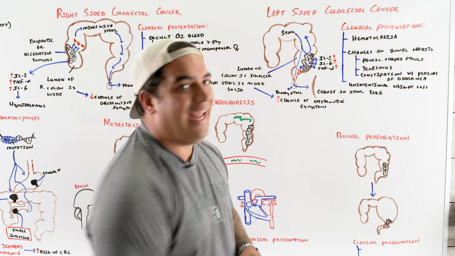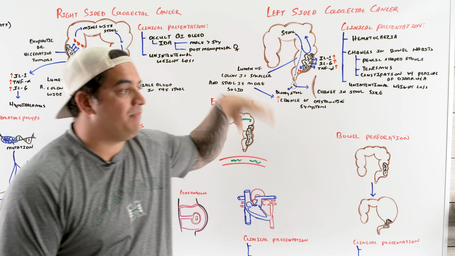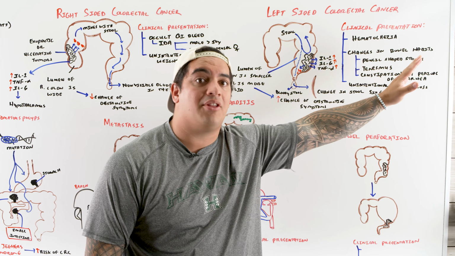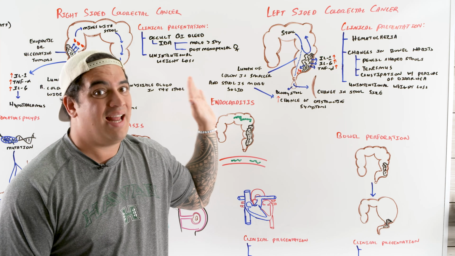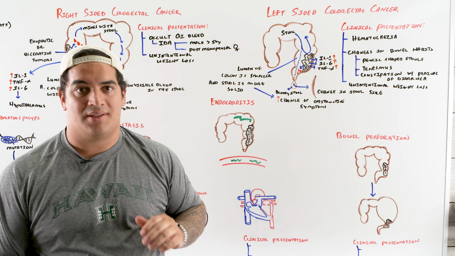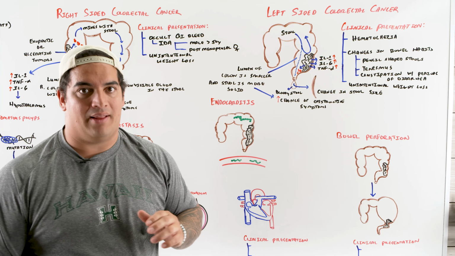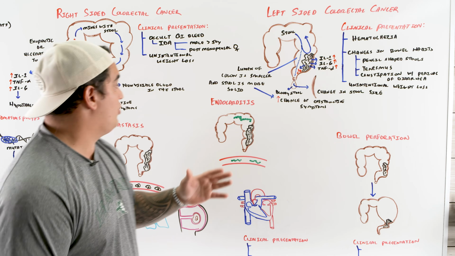Taking away from this: right-sided, occult GI bleed. Left-sided, changes in a lot of their bowel habits. They can also have visible bloody stool. This one doesn't have visible bloody stool. They both can have unintentional weight loss. That's the way that I want you to think about these. This is going to be the classic presentations, especially on your exam.